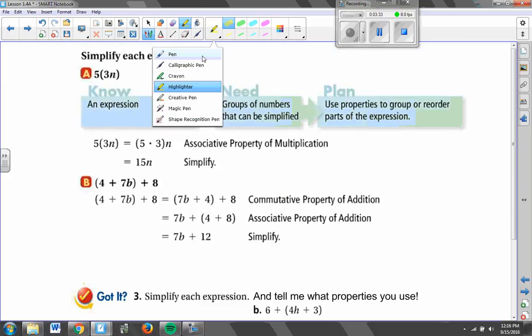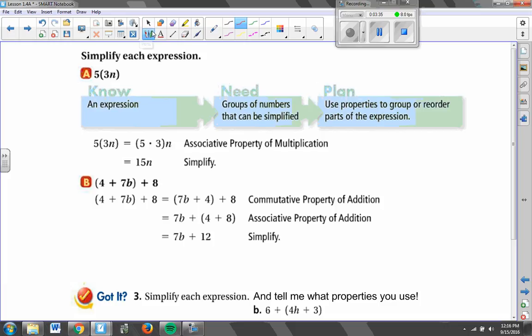Now, we may be asked to simplify some expressions using these properties, and these are expressions that I think we have simplified before, but now we're just putting a name to the property that we're doing. So here, in this first example, letter A, we are given 5 times in parentheses 3 times n. Notice the parentheses are around the 3 and the n.